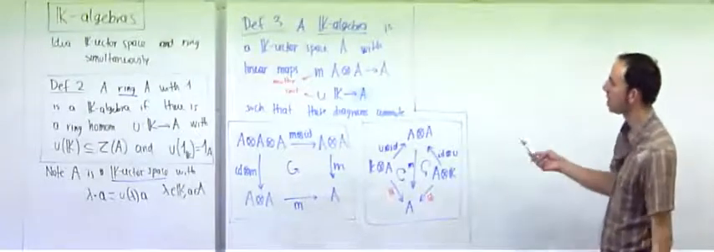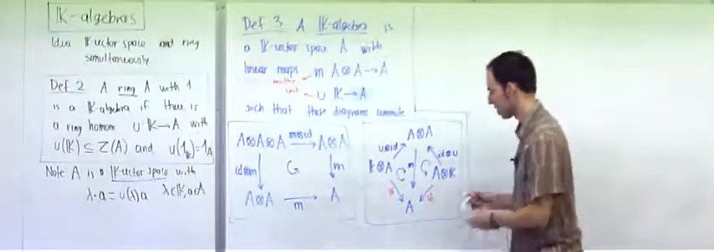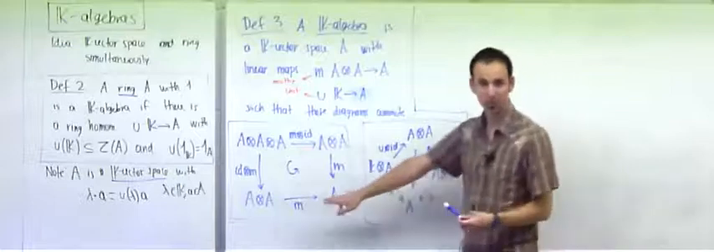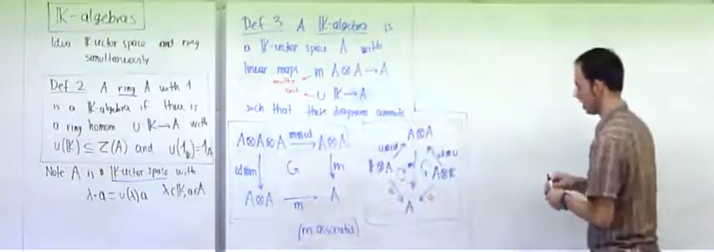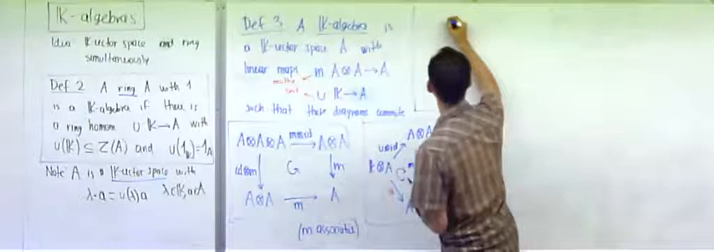Okay? So this right here is called the associative law. So let's think about why that is. This says that multiplication is associative. So why is that?